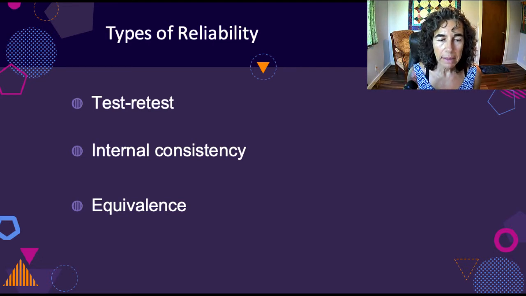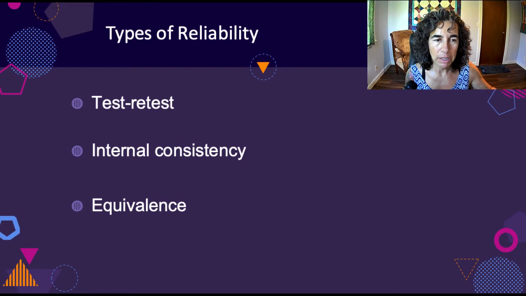The other way that we could have equivalence is alternate forms, if it's a pen and paper test. So there may be a set of questions A and set of questions B. If we're going to use both those sets, we should come up with similar results.